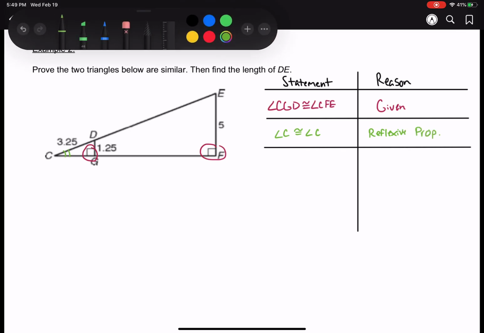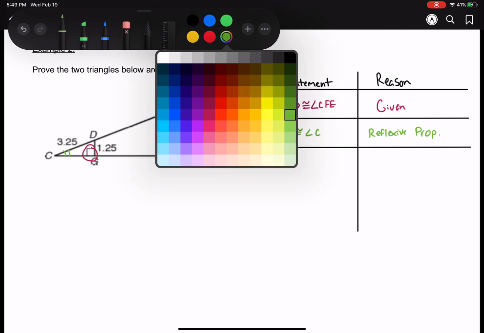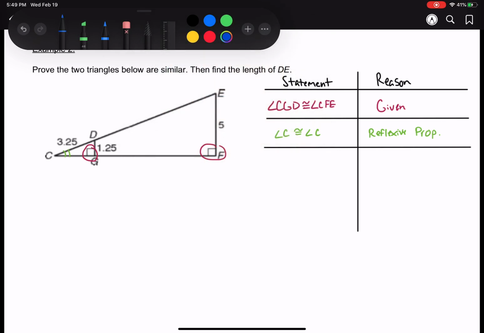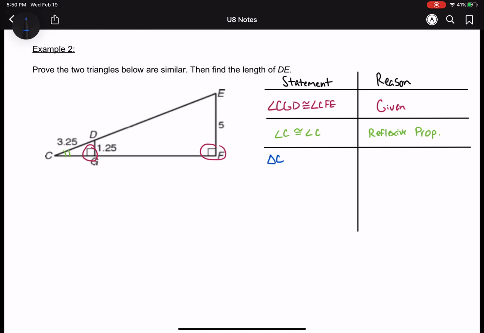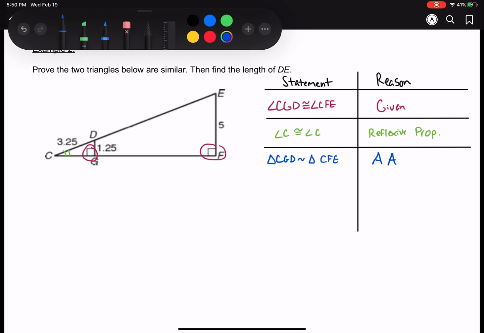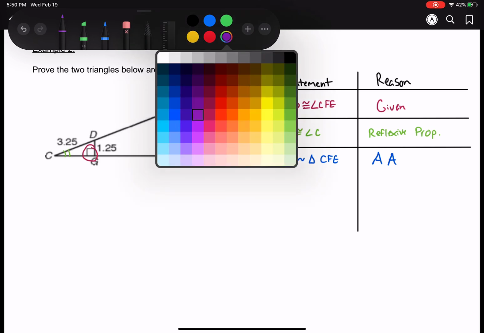So now that I have been able to show that I have two sets of congruent angles in these triangles, I can say that they are similar. So my third and final line of my proof is going to say that triangle CGD is similar to triangle CFE by the angle-angle triangle similarity theorem. Now that I've shown that I have two similar triangles, I can tackle the problem of the missing side length.